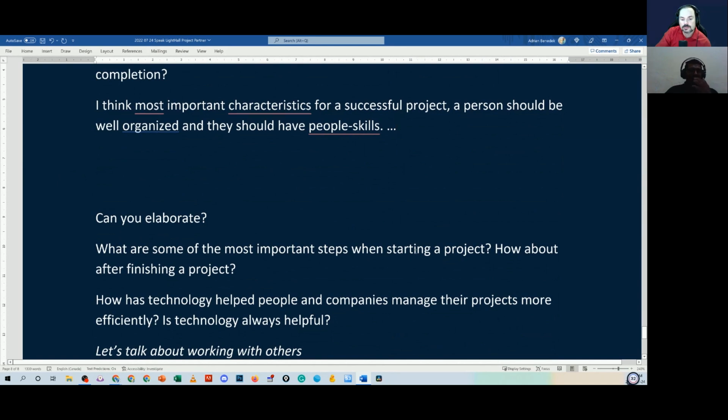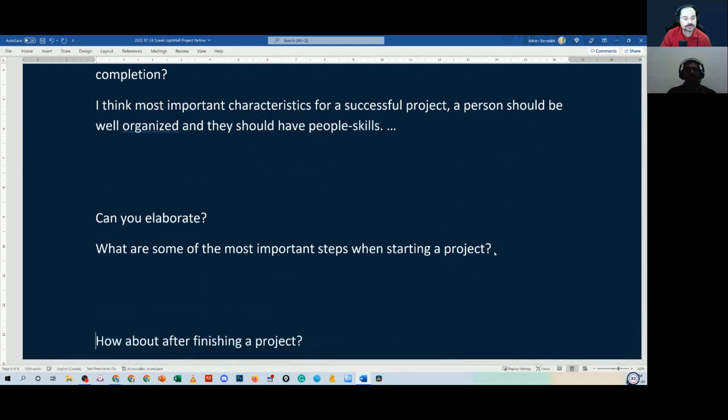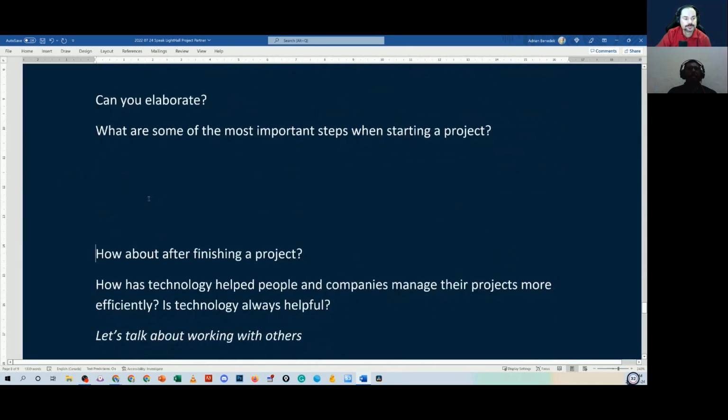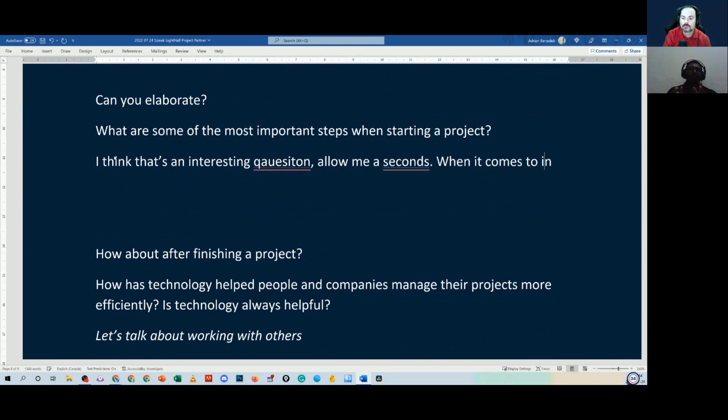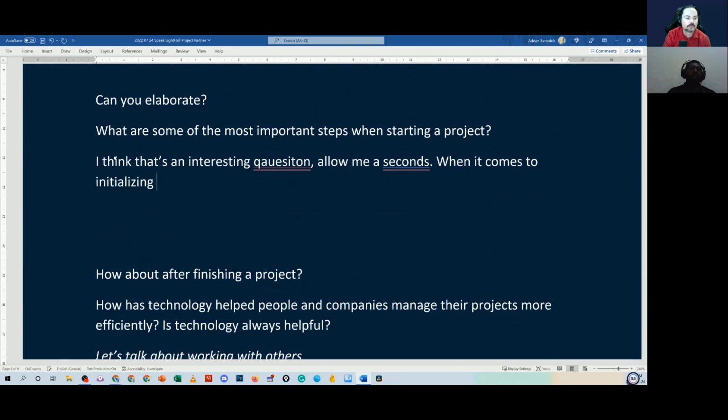What are some of the most important steps when starting a project? Hmm, I think that's an interesting question. Please allow me to think about a second.